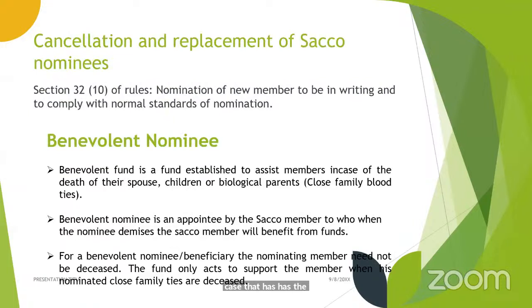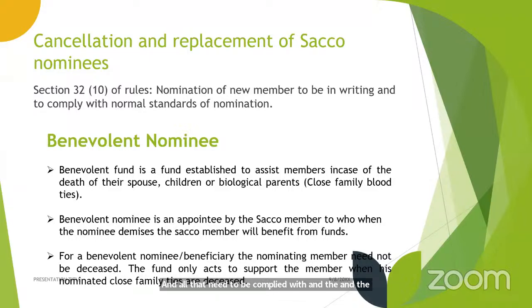So also, when it comes to the cancellation and replacement of SACCO nominees, Section 32(10) of the rules states that the nomination of a new member still has to be in writing and to comply with the normal standards of nomination. This means that, as I stated previously, all the requirements, that it be in writing, that there be witnesses, and all that, need to be complied with and submitted to the SACCO.